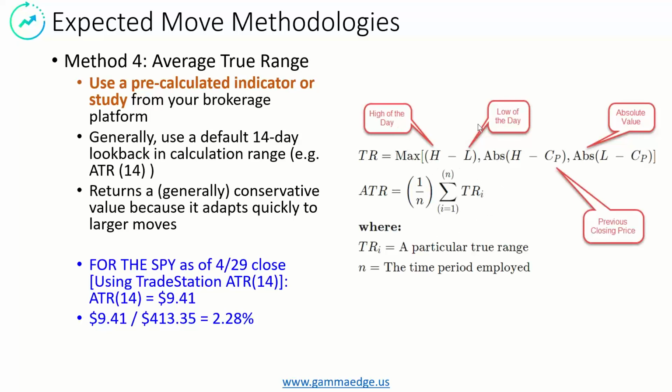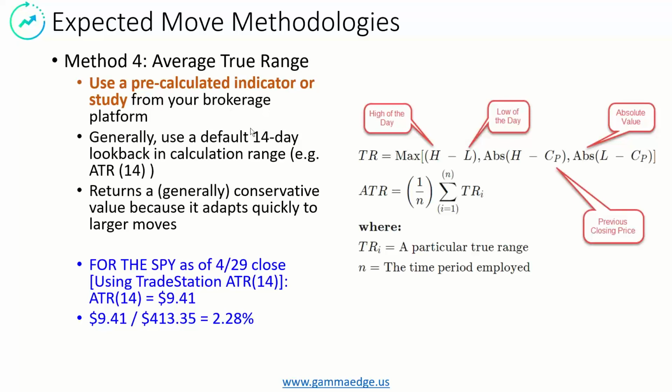Basically, it takes the high of the day, low of the day, and the previous day close, and then it takes the maximum of the set of the three that you see here, averages them, and then it comes up with a number. And our recommendation for everyone here is use a pre-calculated indicator or a study from your brokerage platform.